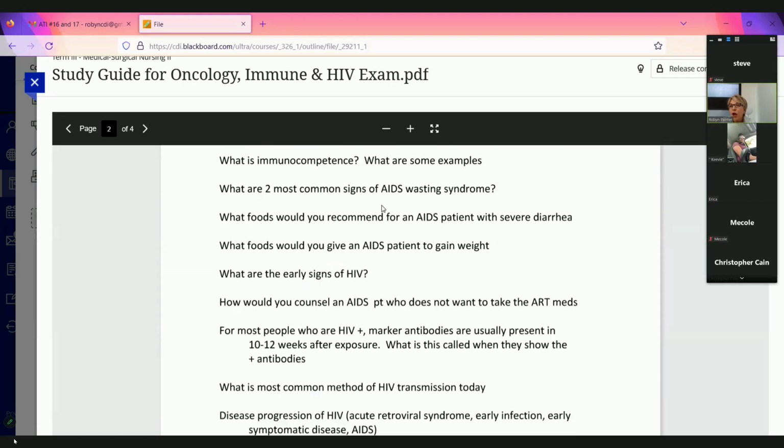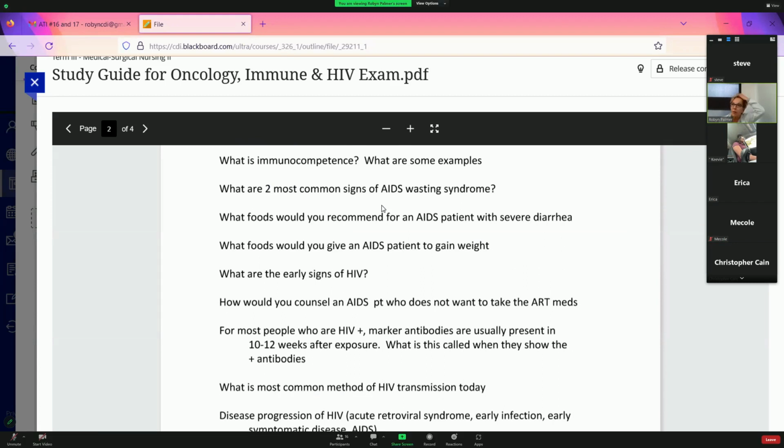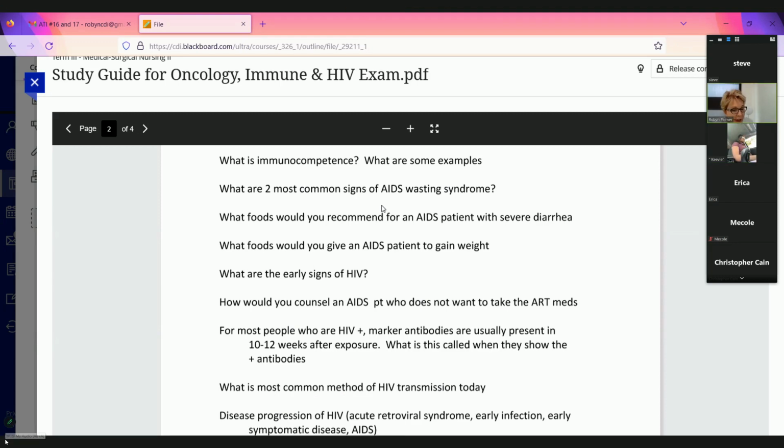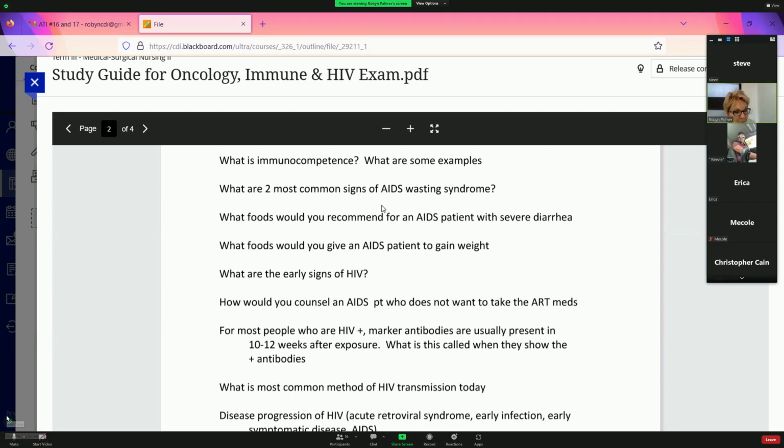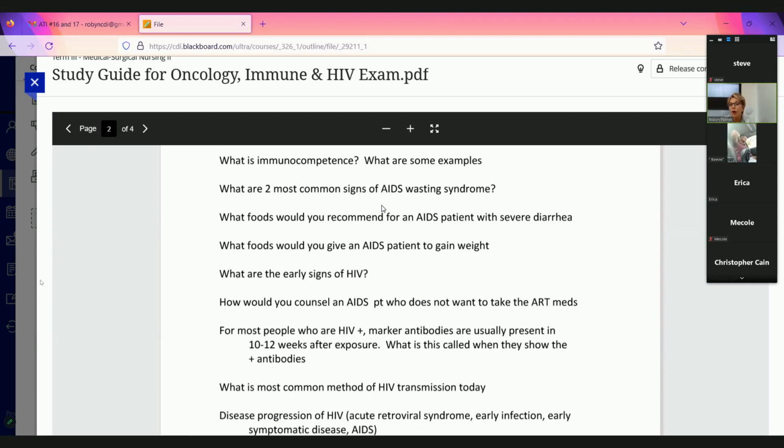What is immunocompetence? A functioning immune system, a healthy immune system, right. So if I got the flu today and tomorrow I'm better, I'm immunocompetent.